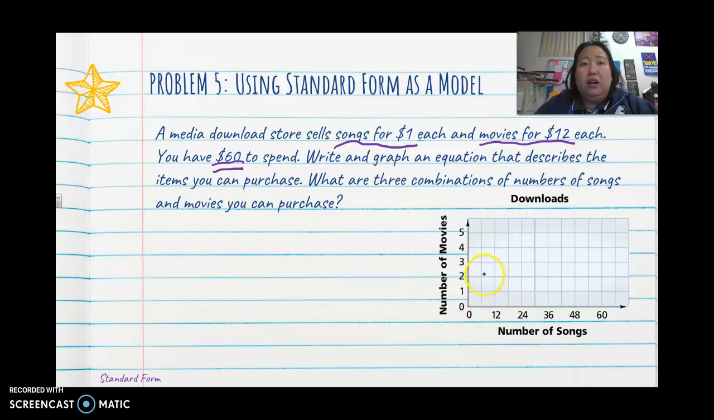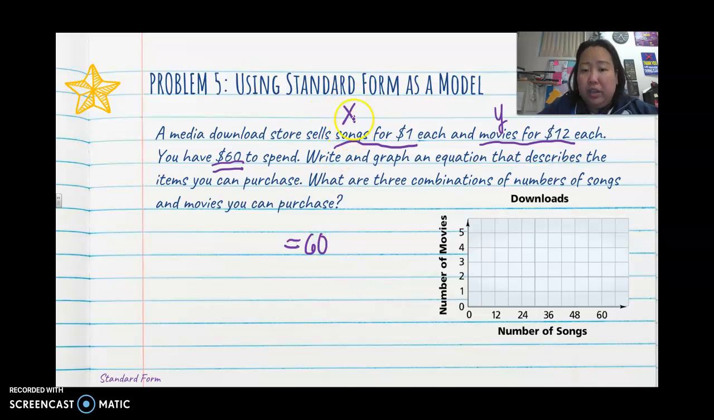So what are 3 combinations of numbers or number of songs and movies that you can purchase? So you can come up with 3 possible ways in such a way that you add your songs and your movies together and all you can spend is $60, okay? So we are given 2 different items that we can buy. We can represent our songs as X, okay? And we can represent our movies as Y. Now remember, if we add X and Y, all of our purchases, we will have something to be equal to 60.